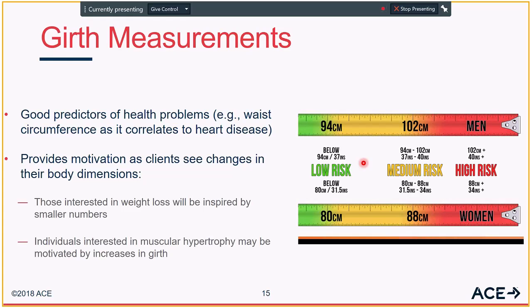Other girth measurements you might want to take though, if you have someone who's trying to increase muscle mass, you can measure, say, their chest or their biceps or their thighs. You just find the middle point of that area of the body and measure that, record it, and try to increase that muscle mass, increase that girth over a month or so. So it's also a very good marker for strength training as well.